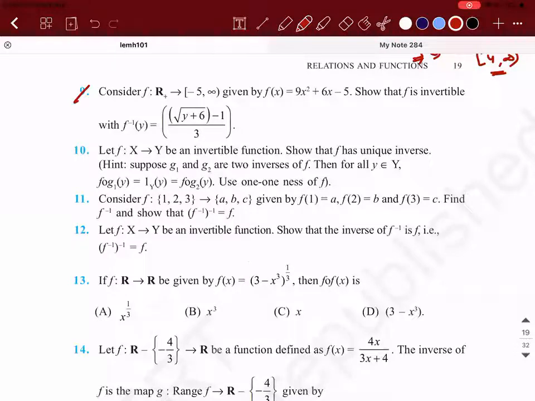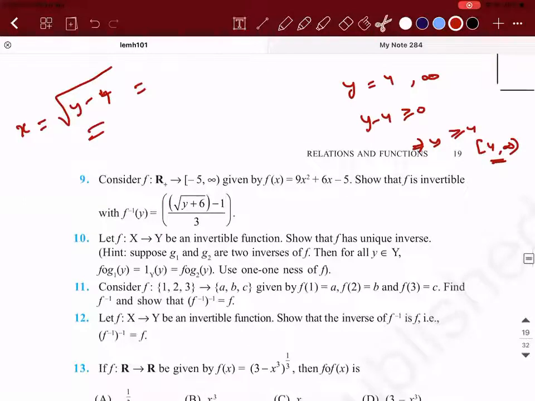Yeah, do it. So f is a function mapping from R plus to minus 5 to infinity. f of x is equal to 9x square plus 6x minus 5. So for one-to-one, how will you solve? For quadratic, I have already shown you the steps. I think I did a problem, right? For one-to-one, what will you do?